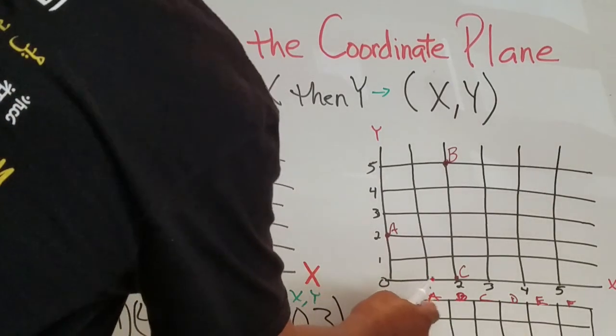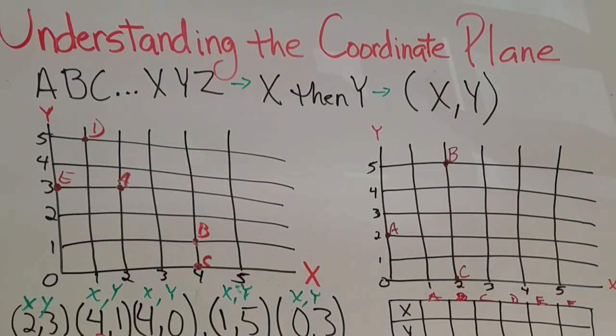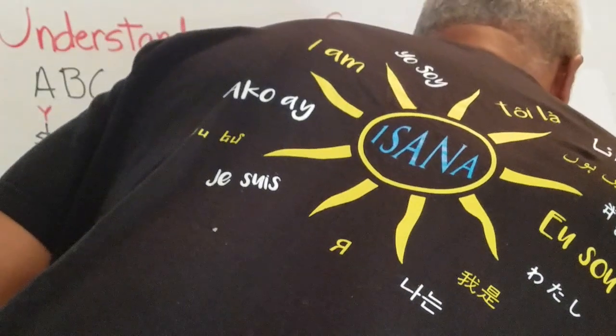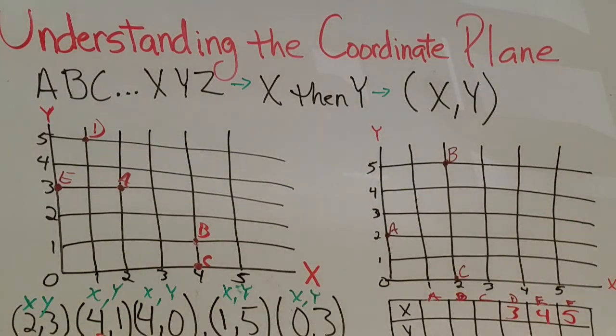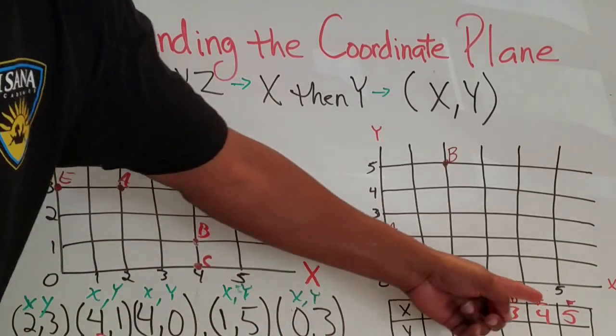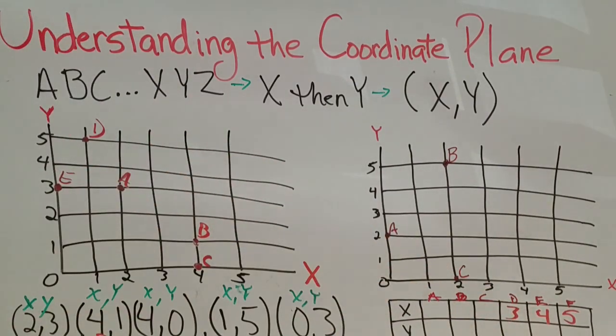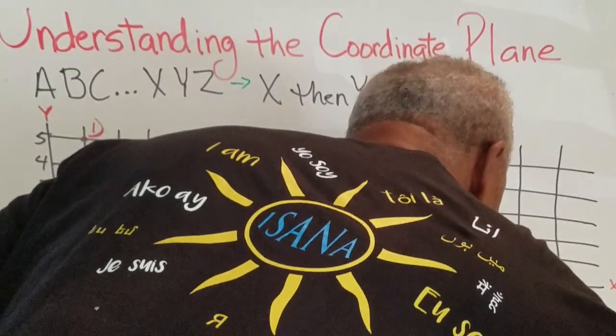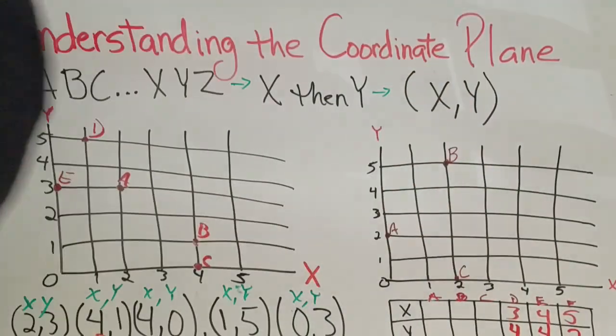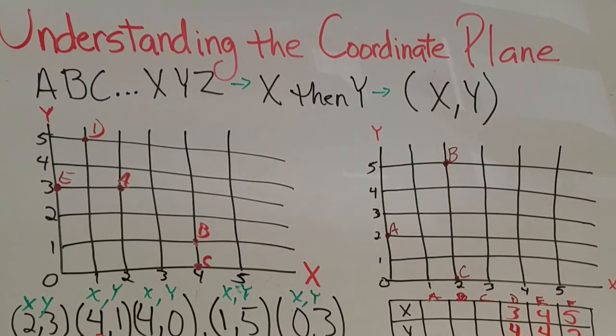I'm not going to put anything in A, B, and C, but I am going to put something in D, E, and F. 3, 4, and 5. Got that? Quickly write it down. And that's for the X coordinate. And for the Y, remember X always comes first, then Y. Then for the Y coordinate, put in these 3: 4, 4, 2. Write that down.